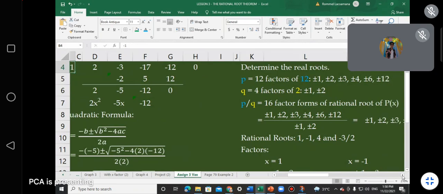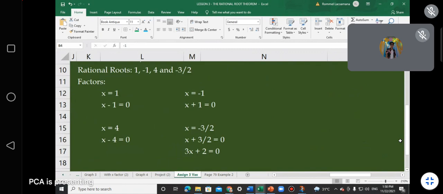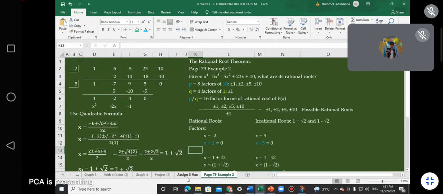Okay, let's go now here. So I have these roots. We all know these ones now. Roots, and then these ones are your factors. X minus 1, x plus 1. X minus 4 for 4, and 3x plus 2, or x plus 3 over 2 for negative 3 over 2. We all know that, right? We do not waste time on that one. Next example.